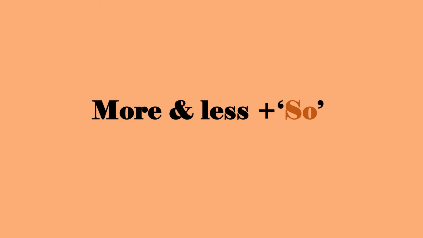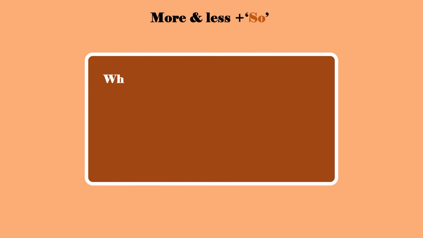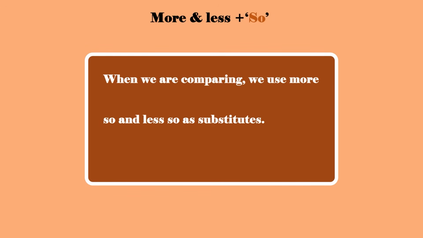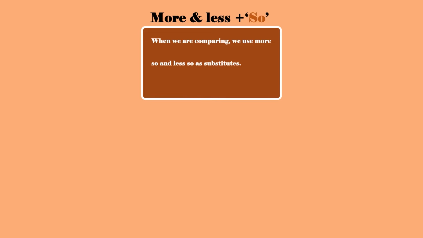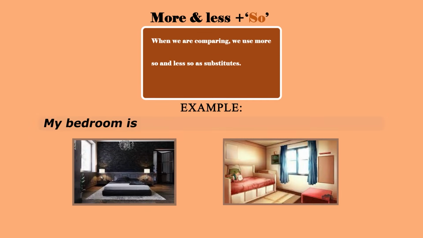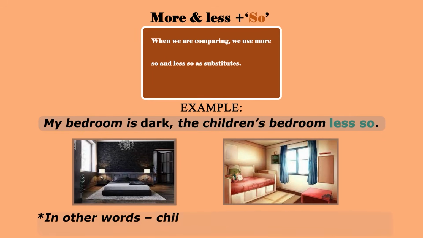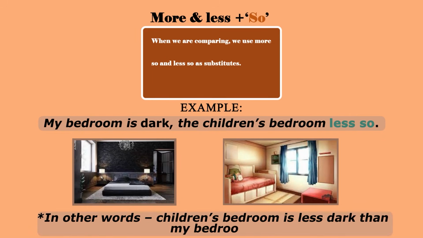More and less plus so. When we are comparing, we use more so and less so as substitutes. Look at the example, my bedroom is dark, the children's bedroom less so. In other words, children's bedroom is less dark than my bedroom.